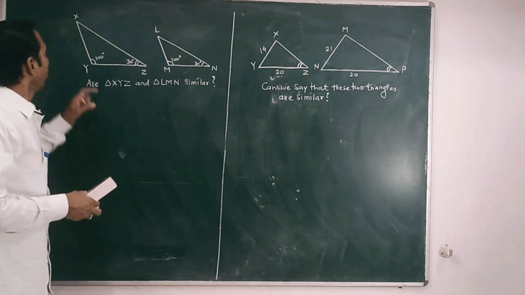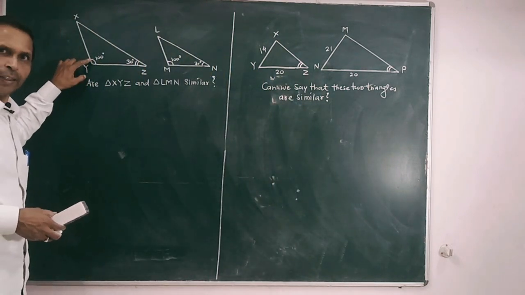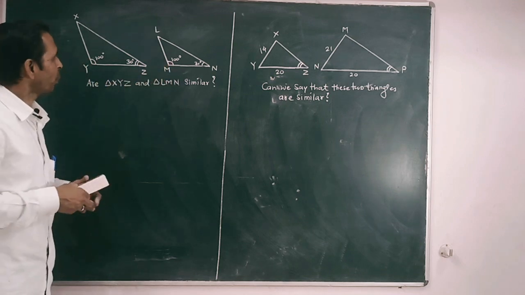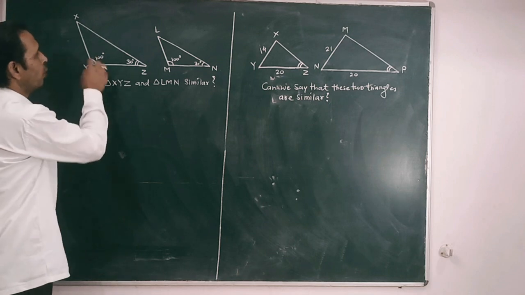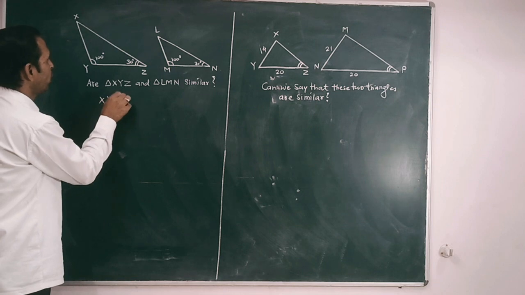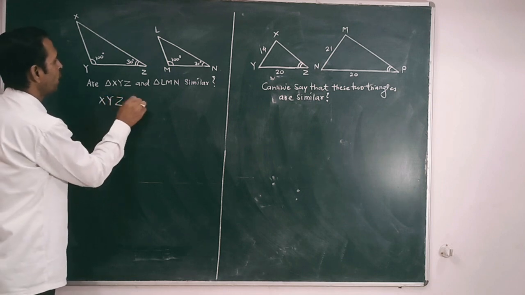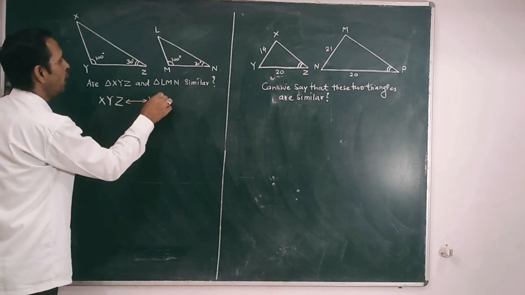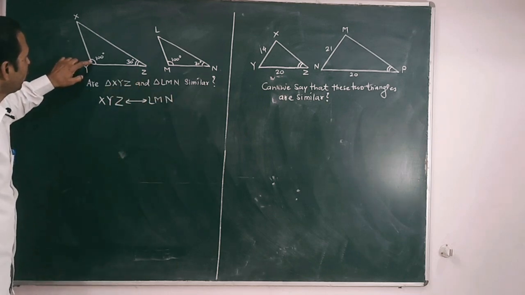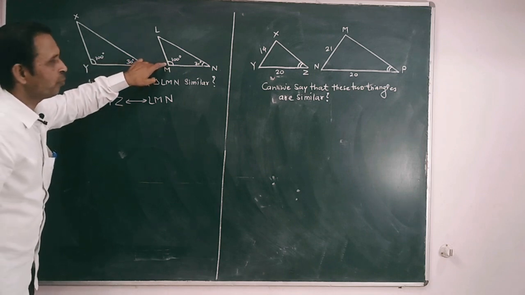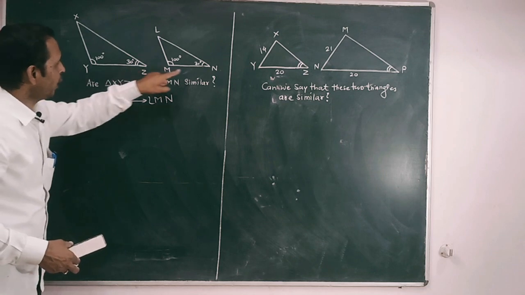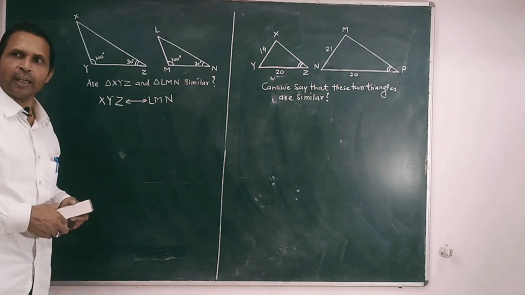Now angle Y is given 100 degrees, and angle M is again given 100 degrees. If you write the one-to-one correspondence between the vertices, XYZ corresponds to LMN, then we observe that angle Y and angle M are the corresponding angles. Angle Z and angle N are the corresponding angles.